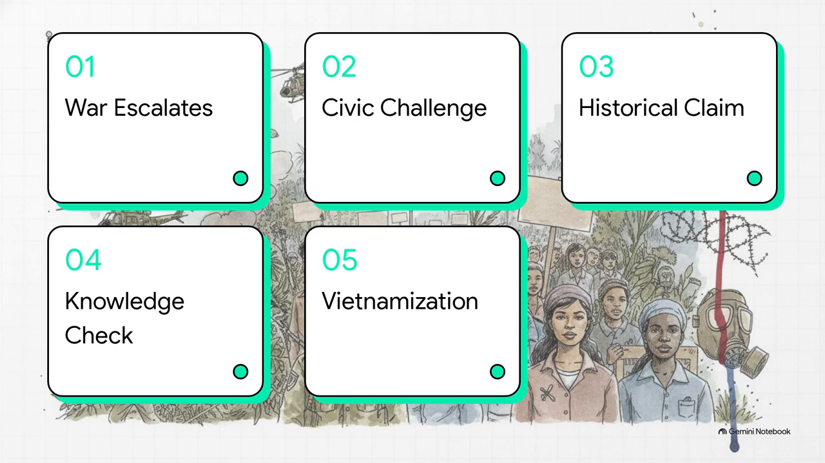Here is our roadmap for today's journey. 1. The Vietnam War escalates. 2. Civic challenge and protest. 3. Making a historical claim. We'll actually pause the history midway to learn a key historian skill there. 4. A quick knowledge check. And finally, 5. Vietnamization and the aftermath.